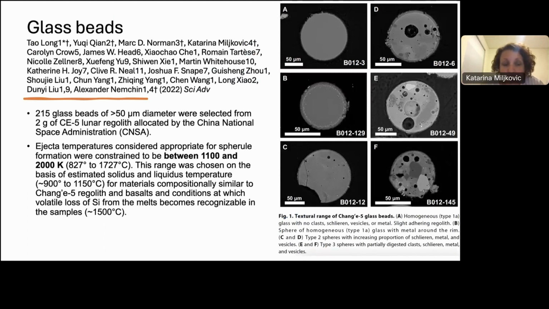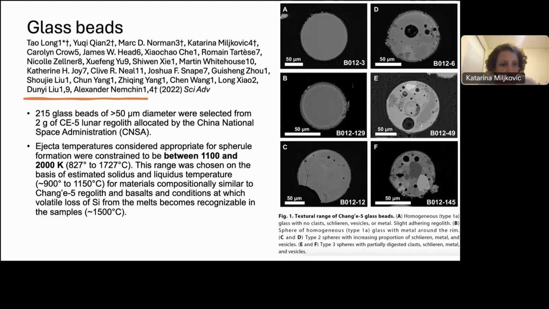About over 200 glass beads that are micron size were selected from the regolith brought back by Chang'e 5. And the big effort was to analyze the glass beads. And for the glass beads formation, what was interesting and important to me as a modeler is to try and understand, to get this input about what will be the temperature of formation for the glass beads.